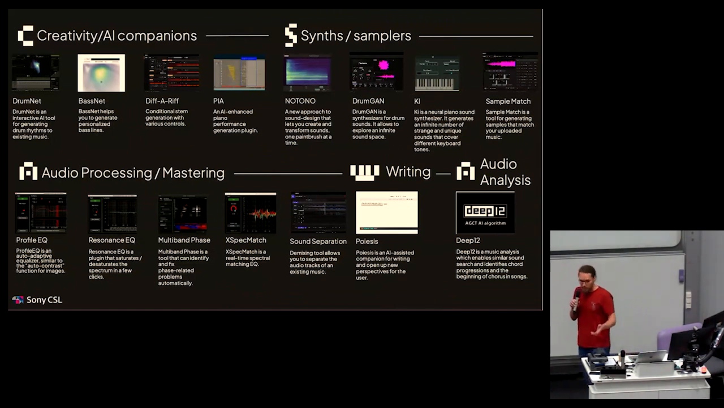And over the years, we created a nice palette of AI tools for music production. So there are AI companions, like programs or technology that generates music material that is more extended in time. So like DrumNet was creating rhythms, or Differiff is now a new prototype that basically is a stamp generator. Then we have neural audio synthesizers like GAN is very well known, I guess. And others that create short samples of audio. And we have audio processing mastering tools, writing assistants, and audio analysis tools.